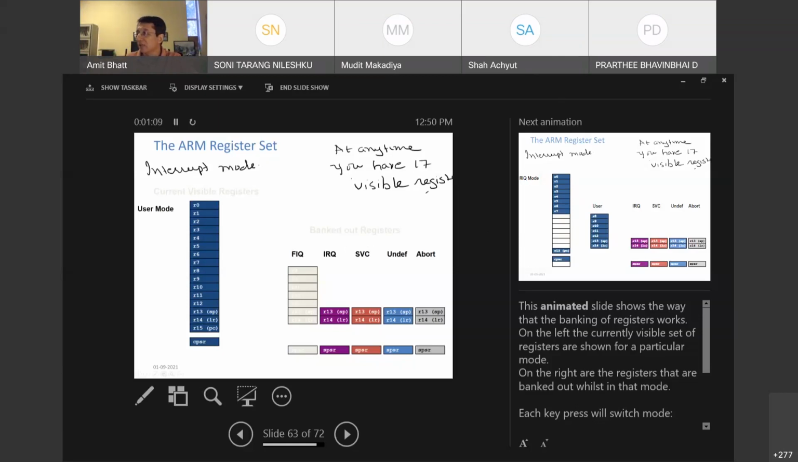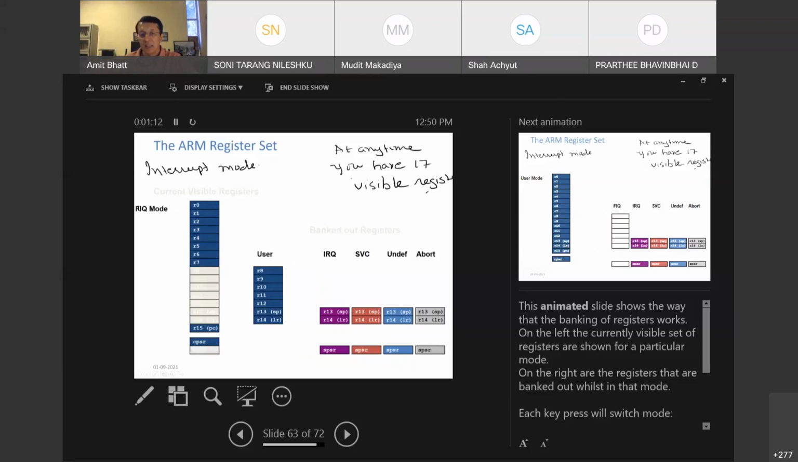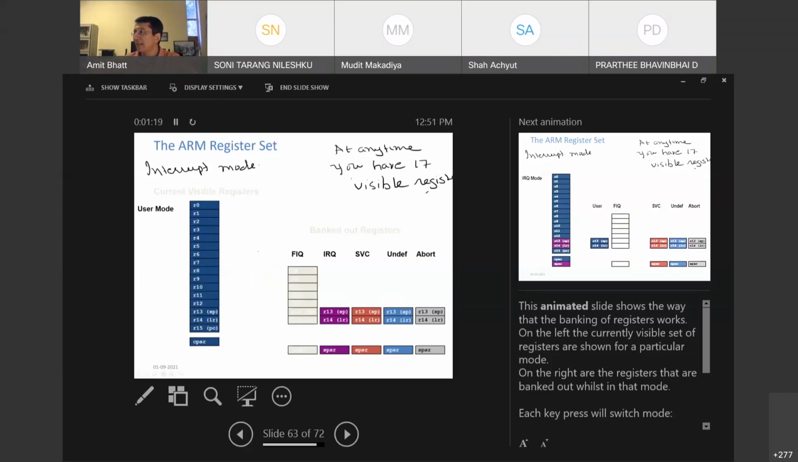I need to get out of this slideshow mode, otherwise I cannot use my pen.